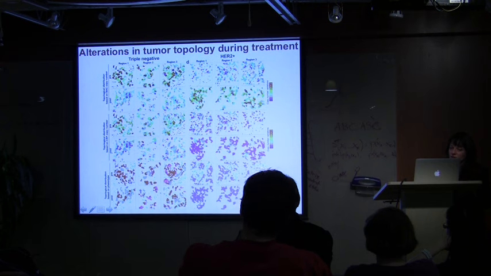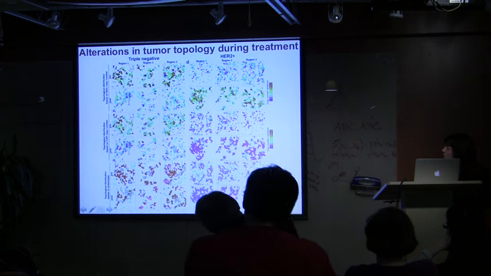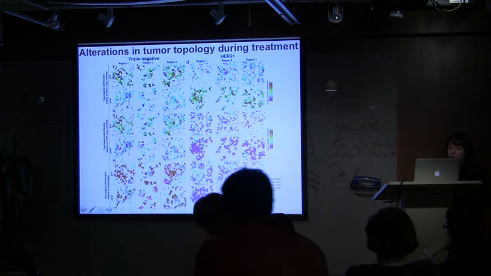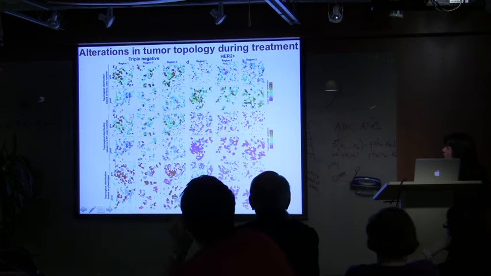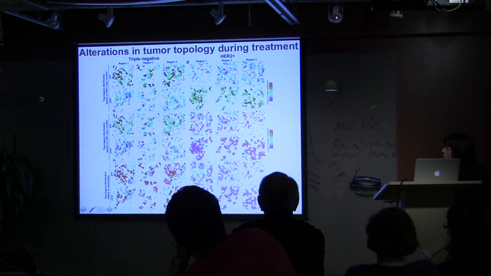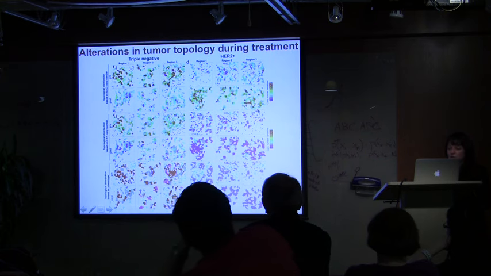So you can see right away that you have many red cells here, meaning high copy number gain, and almost none after treatment in this particular tumor. Whereas in this other patient, there was low copy number gain, and it became very high after treatment. So you see it's a very nice, easy way to see this.